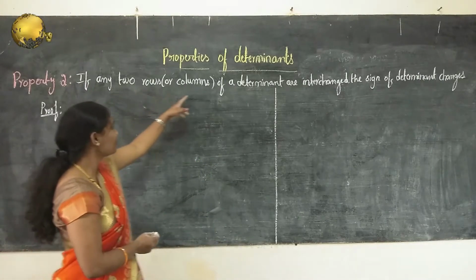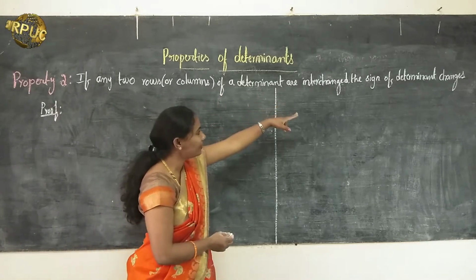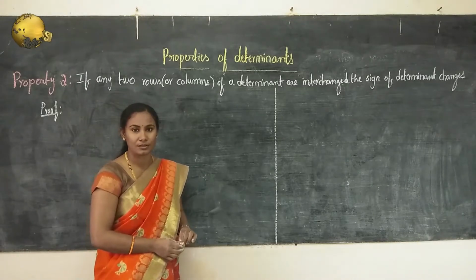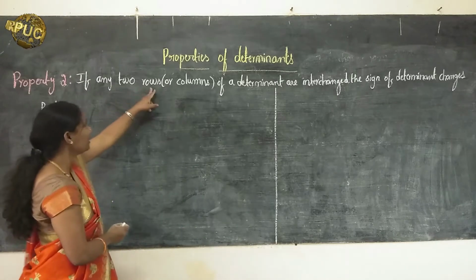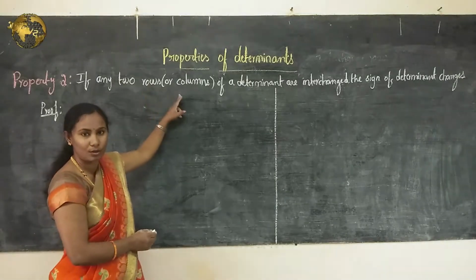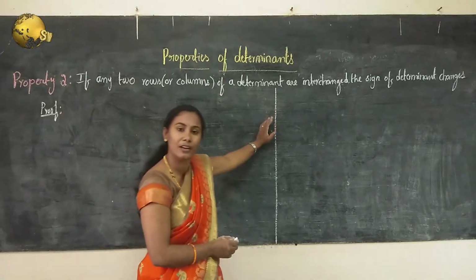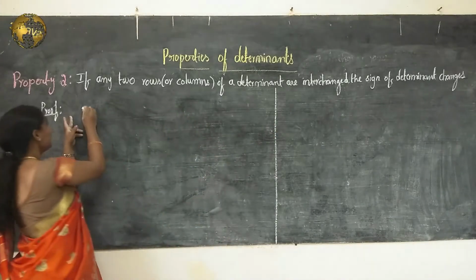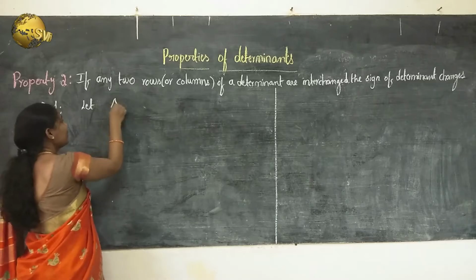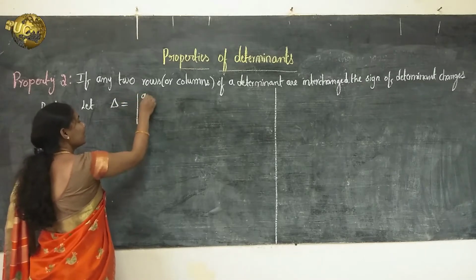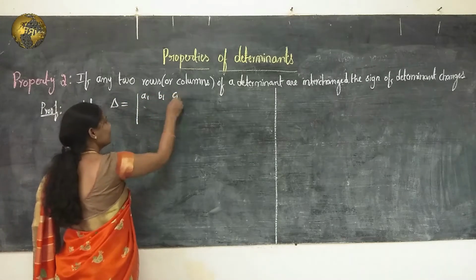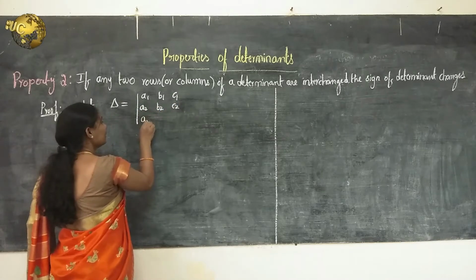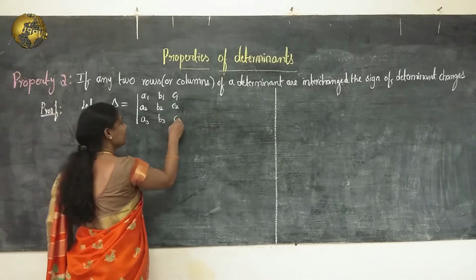If any two rows or columns of a determinant are interchanged, the sign of the determinant also changes. That means if we change any two rows or any two columns, then the sign of the determinant will also change. Let me prove this. Let me take again delta equal to the same determinant. I will take A1 B1 C1, A2 B2 C2, A3 B3 C3.